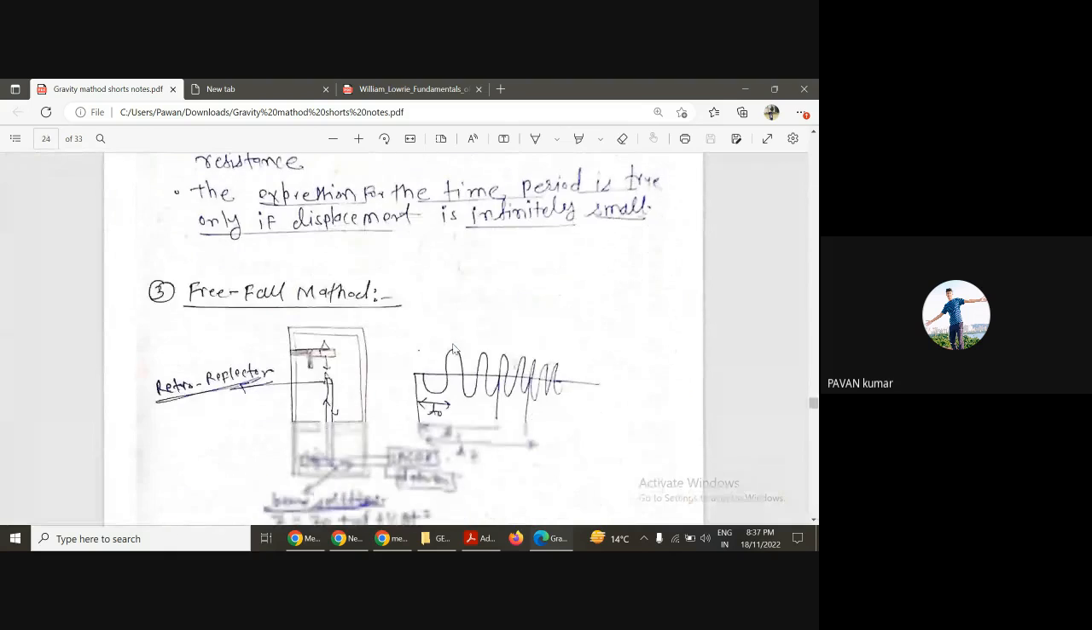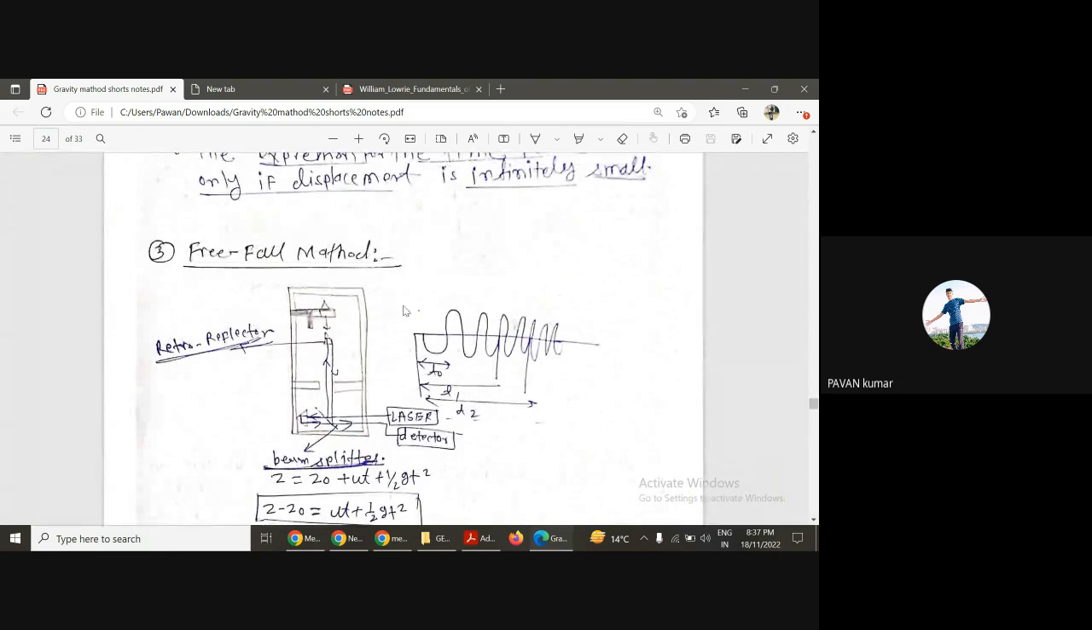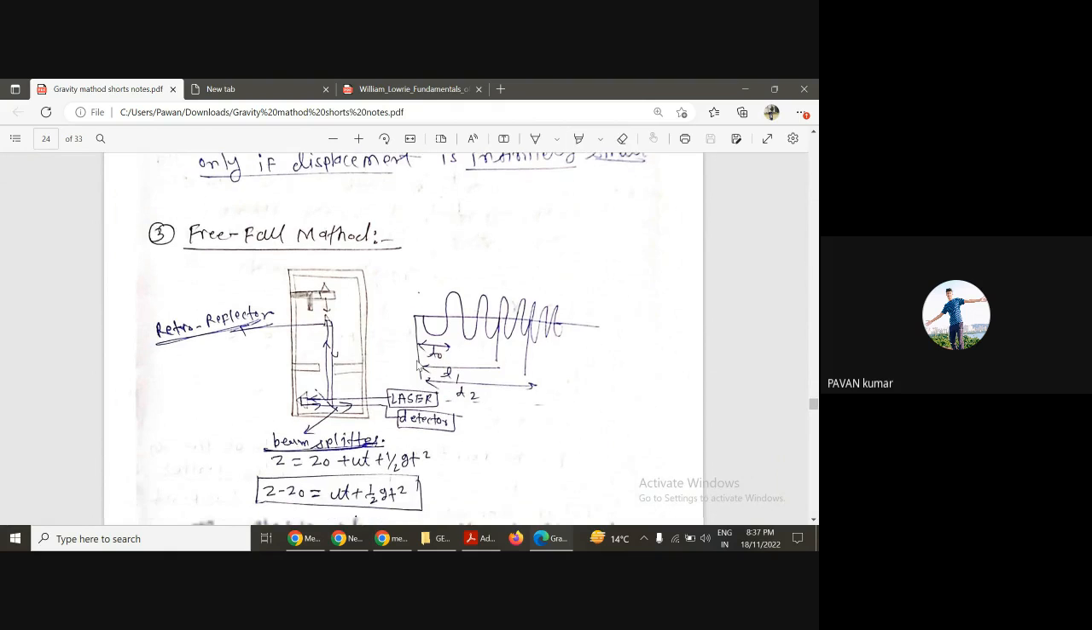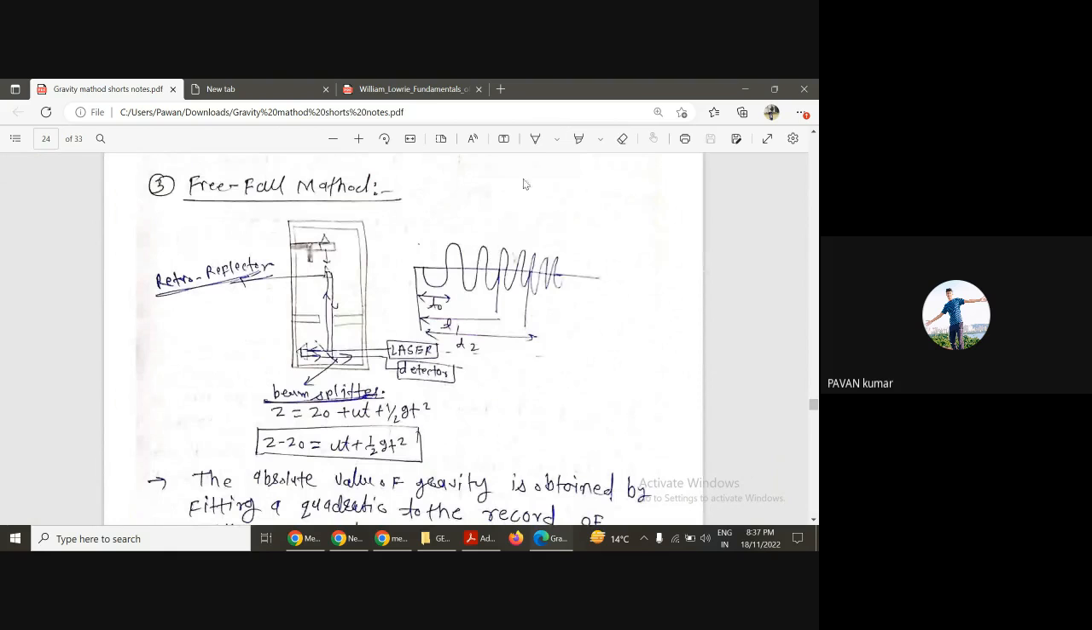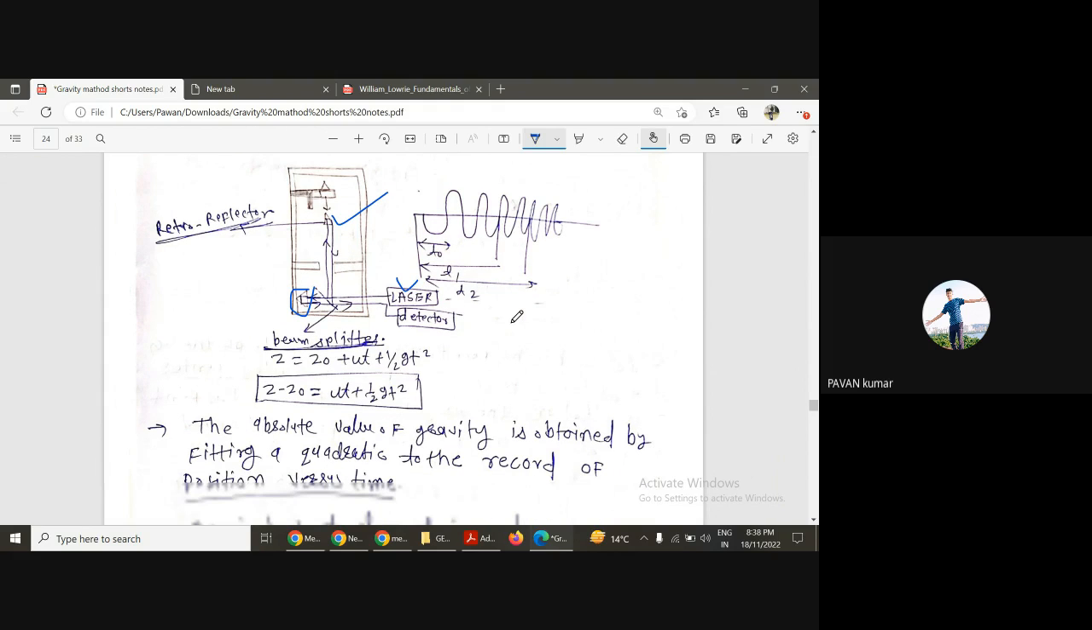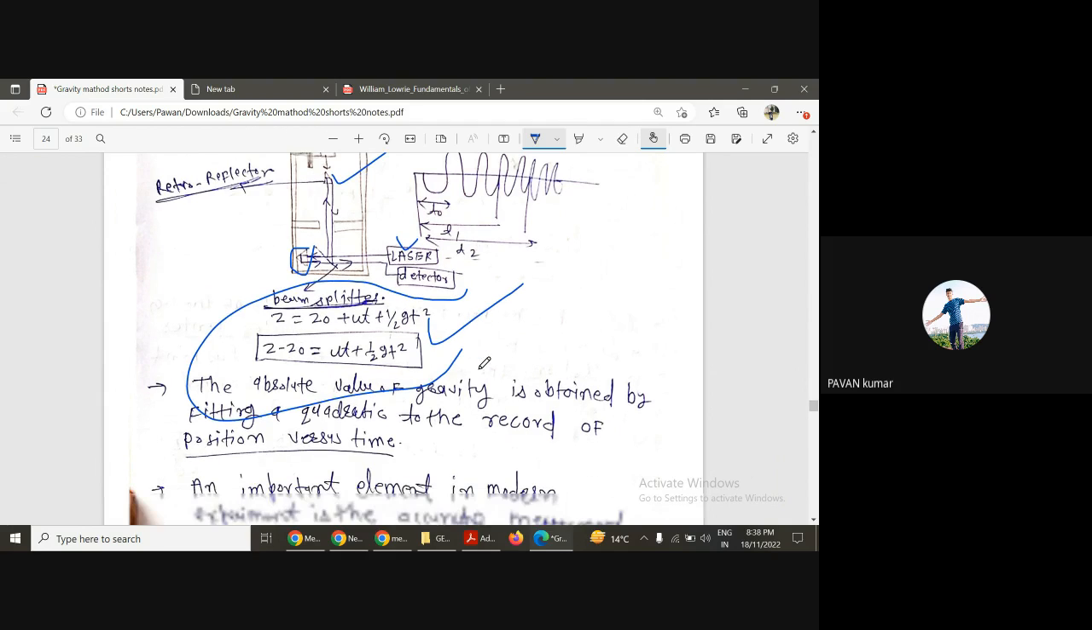And the third one is the instrument for the free fall method. In the free fall method, we use a Michelson-Morley interferometer. We have a laser and a detector. One is the retro reflector, and another is a second retro reflector, which reflects the light ray. In this system, we use constructive interference and destructive interference, measure the time period, put the values in this formula, and we obtain the absolute gravity at a particular point. This is the third instrument.